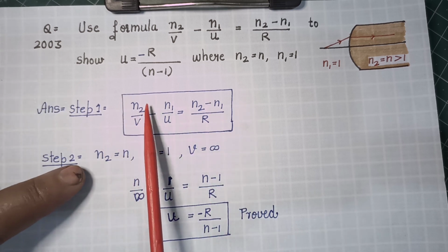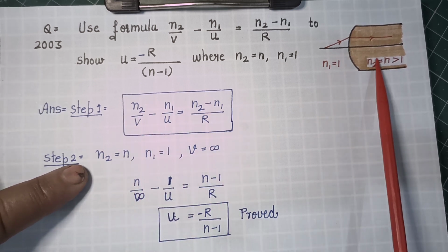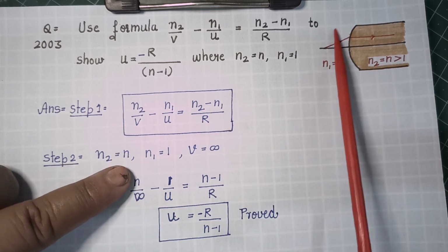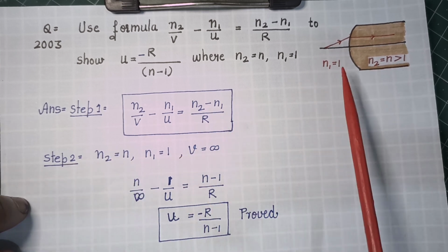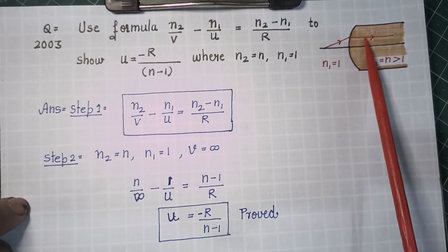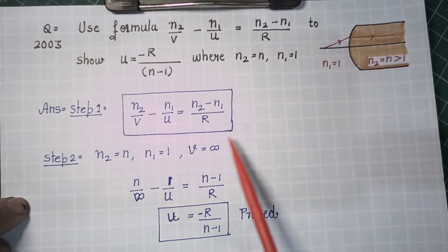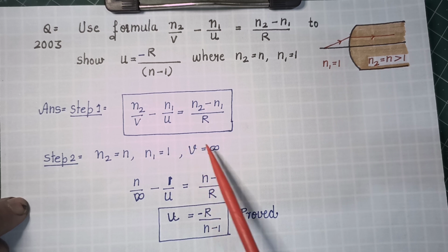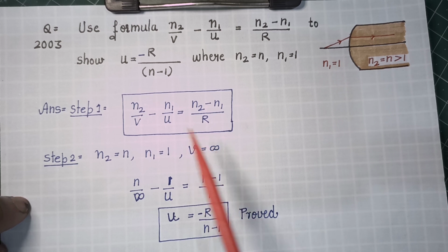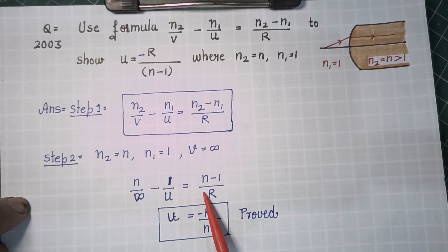After that, here n2 is the refracting medium, n1 is air, and in this case you can see that the ray after refraction is going to infinity. It is parallel to the principal axis, so we will write that the position of the image is at infinity. Substituting in the formula, simple calculation will show us the expression they are asking to prove.